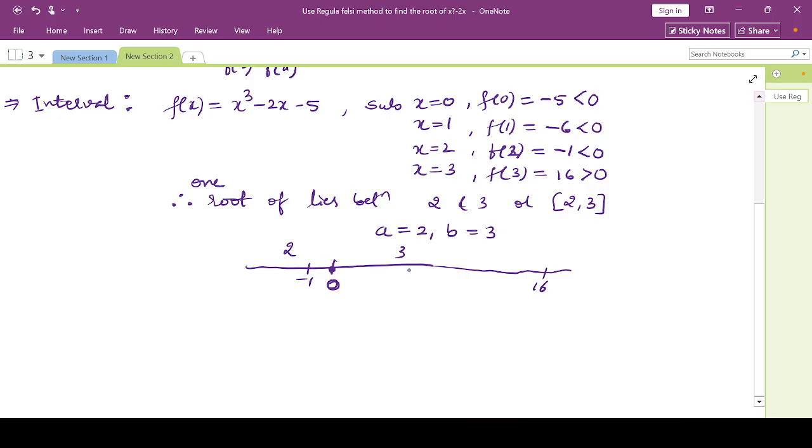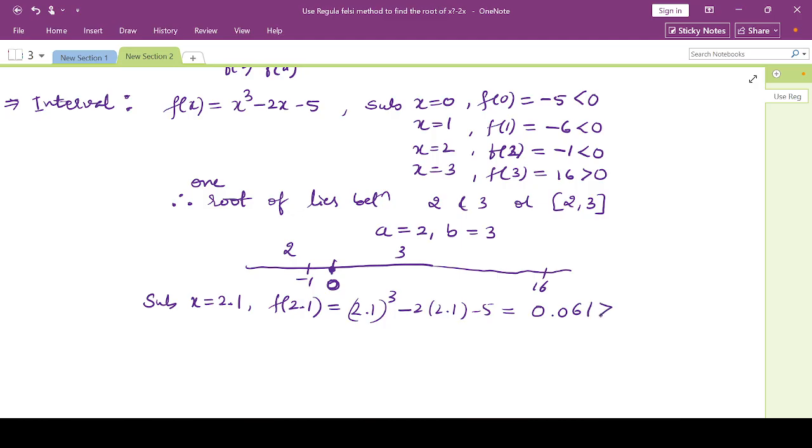So for that purpose, again I am going for modification. I will substitute x equal to 2.1 and observe what is f of 2.1. F of 2.1 is 2.1 whole cube minus 2 into 2.1 minus 5. By calculating this, you will get 0.061, which is greater than 0.